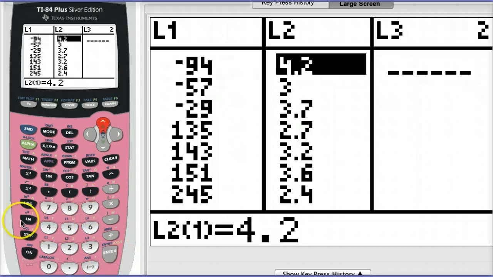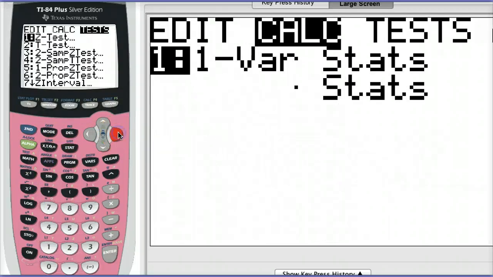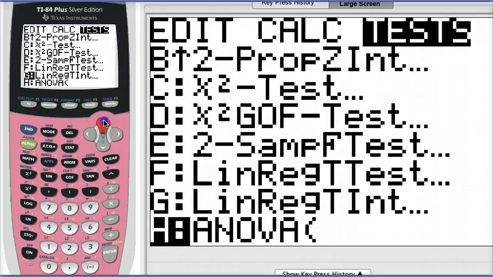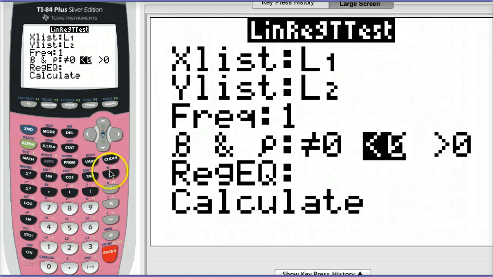Now that the data is entered, let's perform a linear regression t-test. To do this, I'll hit Stat, I'll go over to Tests, and I'll go down to the very bottom, and option F we see says linear regression t-test. My x's are in list 1, my y's are in list 2, and since each ordered pair occurred exactly once, I don't have to worry about a frequency list.